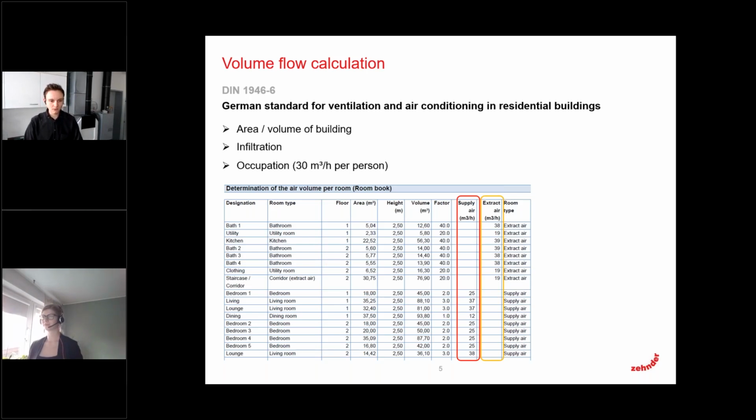In Germany, we are calculating with 30 cubic meters per hour per person. And in the table below, you can see an airflow calculation for a typical single family house. What you can see there is that the volume flows are between 12 and 38 cubic meters per hour. So these volume flows are not that high, and therefore you can use a pipe which has a diameter of 90 millimeters or even 75 millimeters.